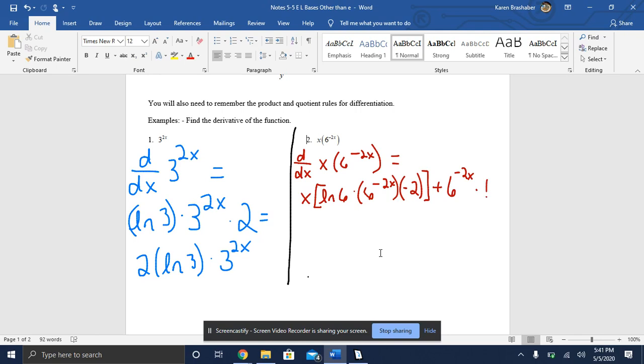So there's the calculus line. And then the simplification for that, we have 6 to the negative 2x as a common factor. We can take that out. And then rearranging just a little bit, we'd have negative 2x times the natural log of 6 plus 1. And those are your first 2 examples.